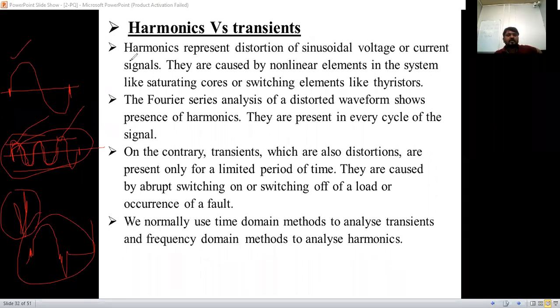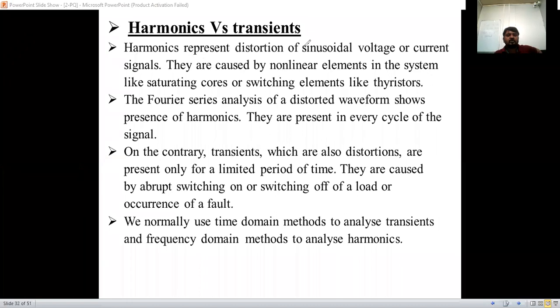The harmonics represent distortion of the sinusoidal voltage or current here. So the harmonics are going to represent the sinusoidal voltage or current signals over there. So why will the harmonics be produced?